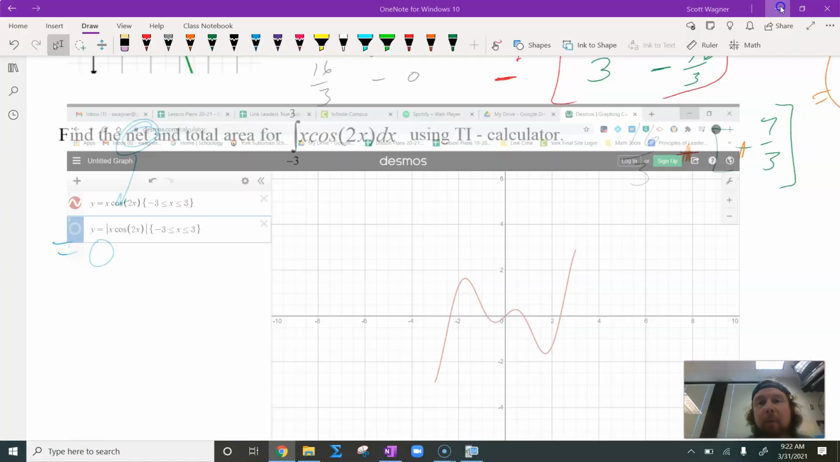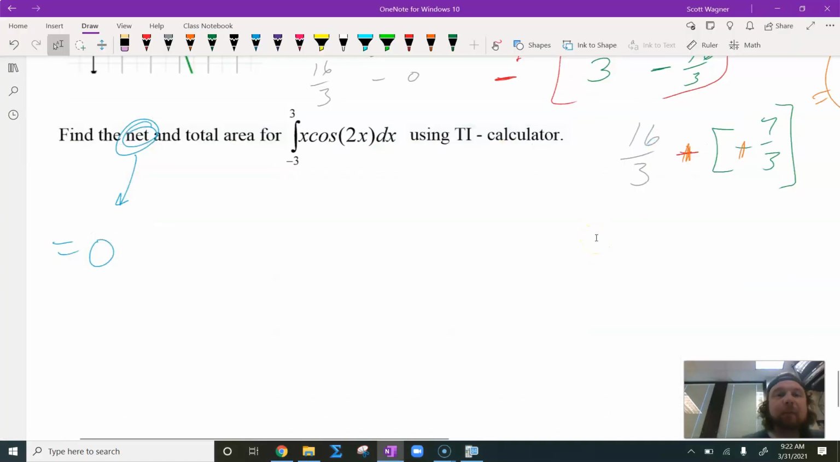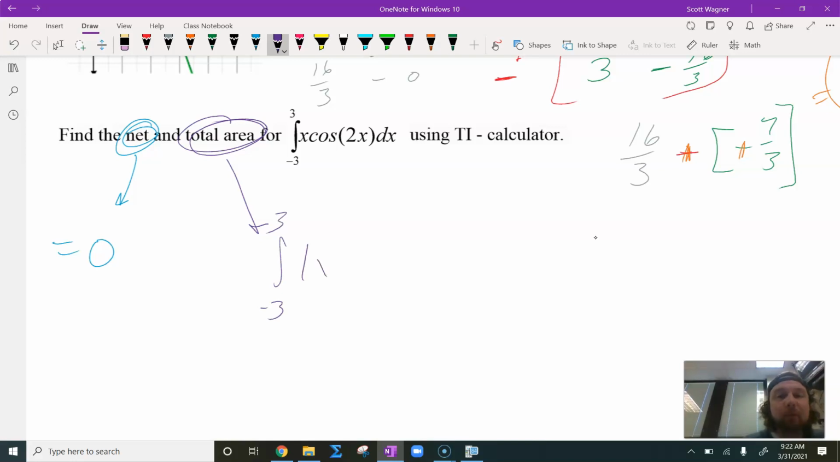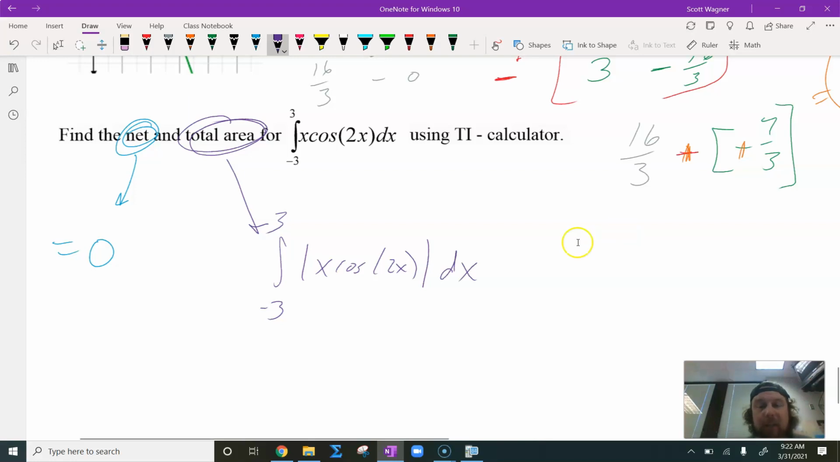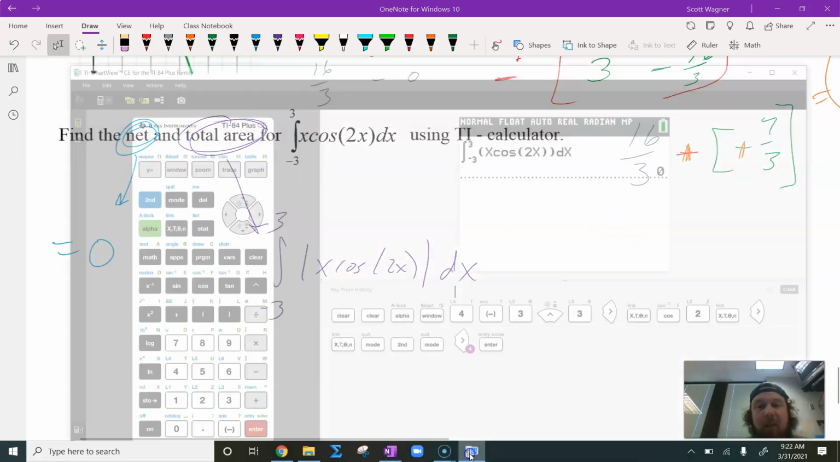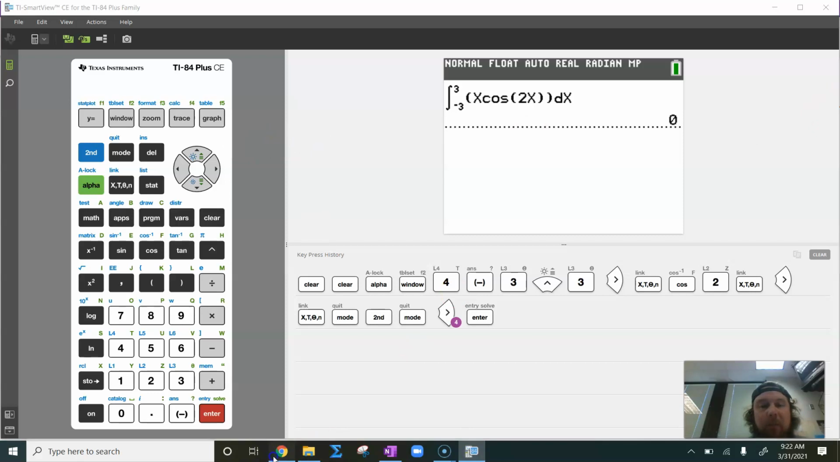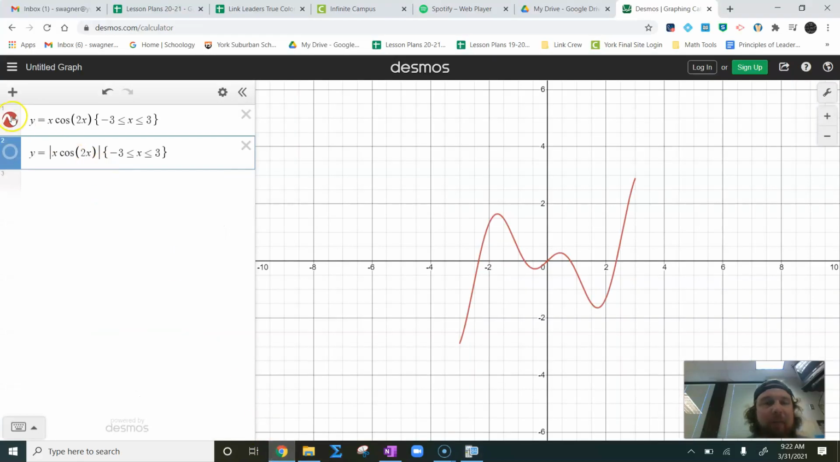All right, the other part of this is if we wanted the total area. Total area might be, let's change this around to be the integral from -3 to +3 of the absolute value of x cosine 2x. That right there means everything's going to be above the x-axis. So I can take a look at what that graph looks like, and I'm going to use Desmos to give me that graph picture. Remember what the original one was. So anything that's below the x-axis is now going to be above it.